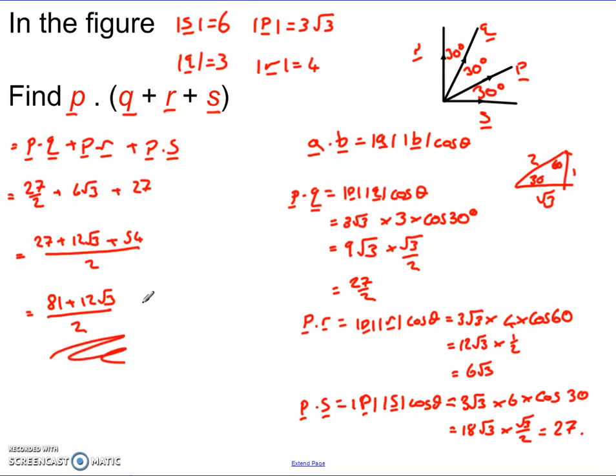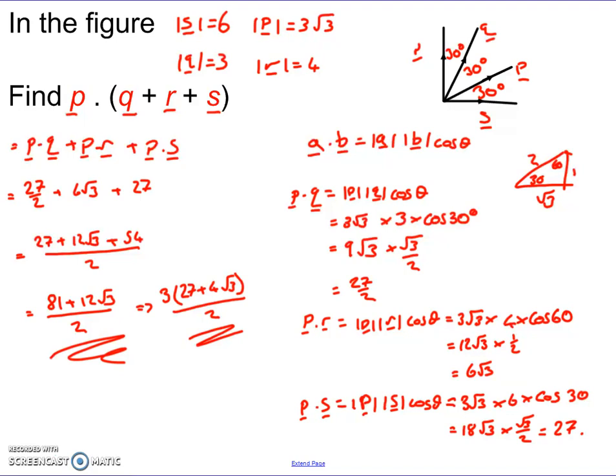You could factorise the top if you wanted. Take out a common factor of 3. And you would end up having, well, 81 divided by 3 gives you 27, plus 4 root 3, all over 2. So you could also write it in that version there, that variation of it, by taking out the common factor.